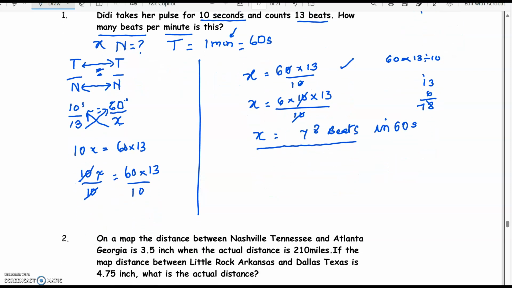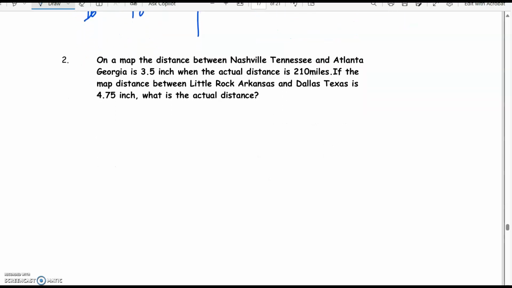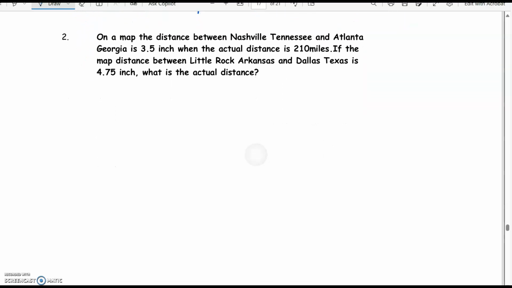So the next question: on a map, the distance between Nashville, Tennessee and Atlanta, Georgia is 3.5 inches. So remember, the map distance is 3.5 inches when the actual distance is 210 miles.